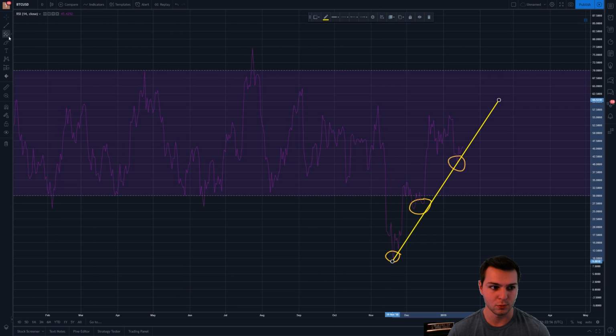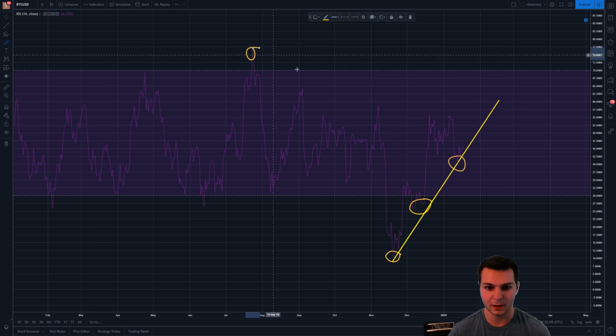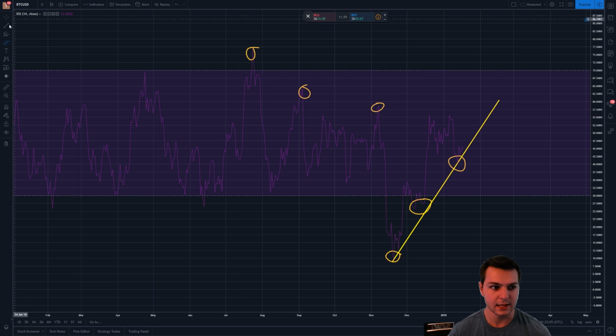Now, this is again how I've talked about why I was bearish on Bitcoin over here. Consecutive lower swing highs, again, is just never a good idea, never something good to see.